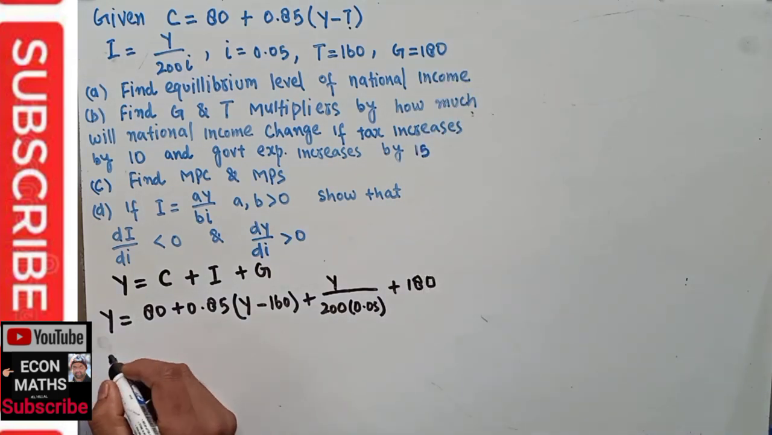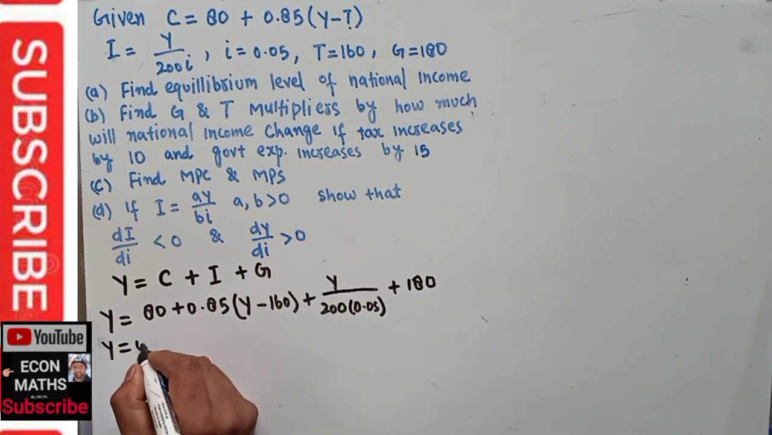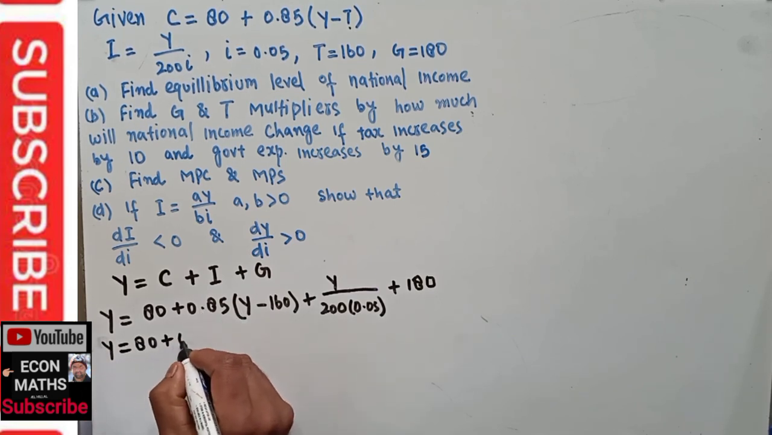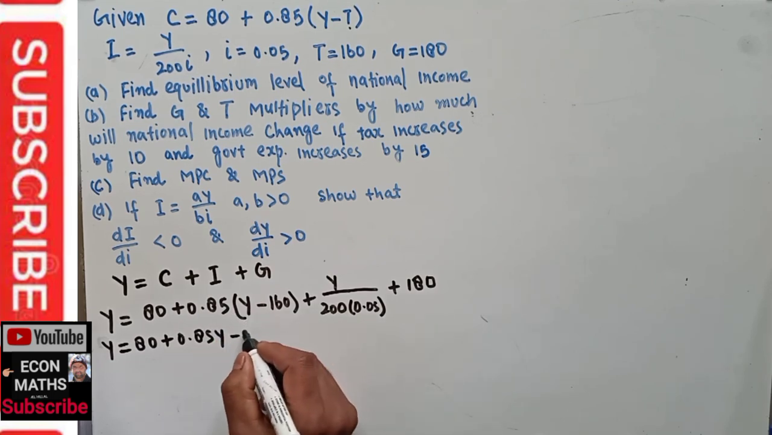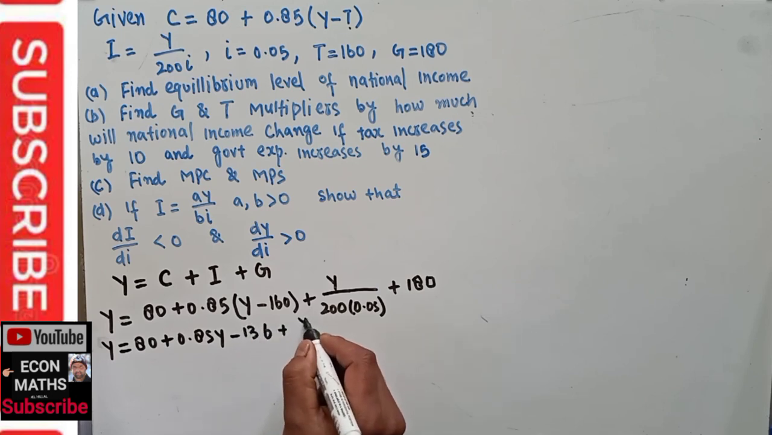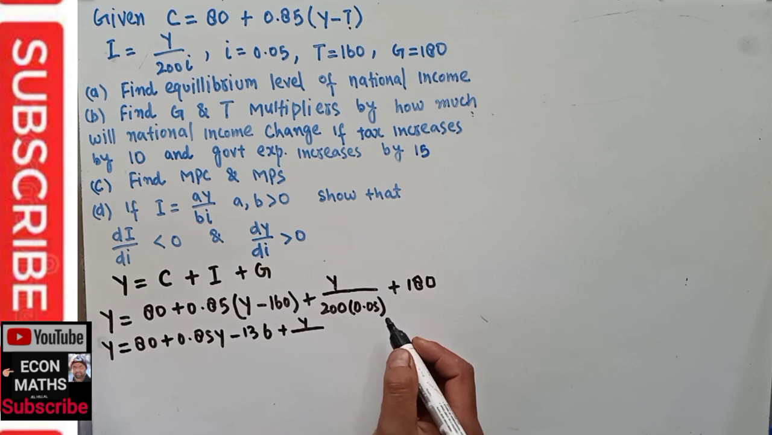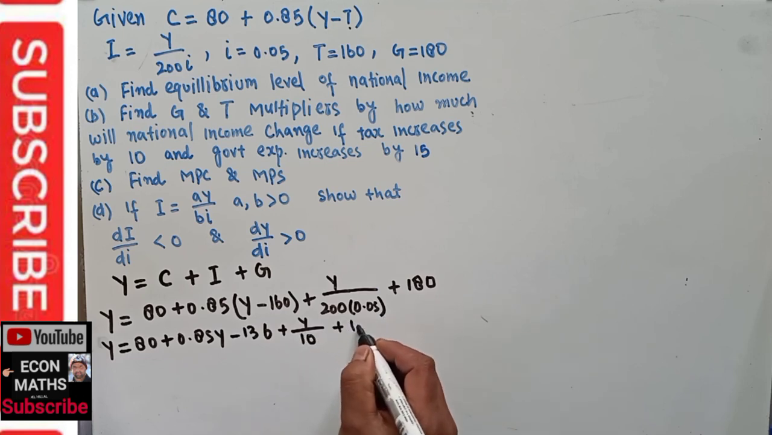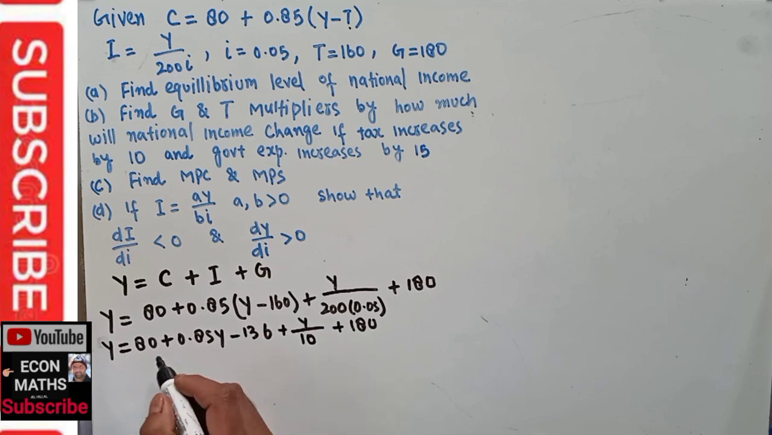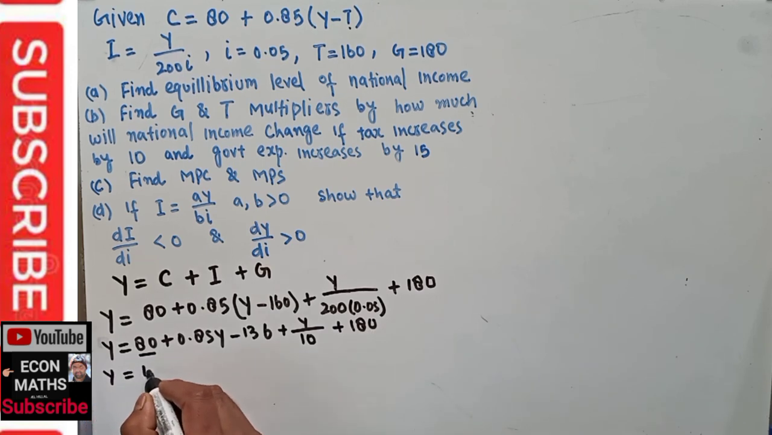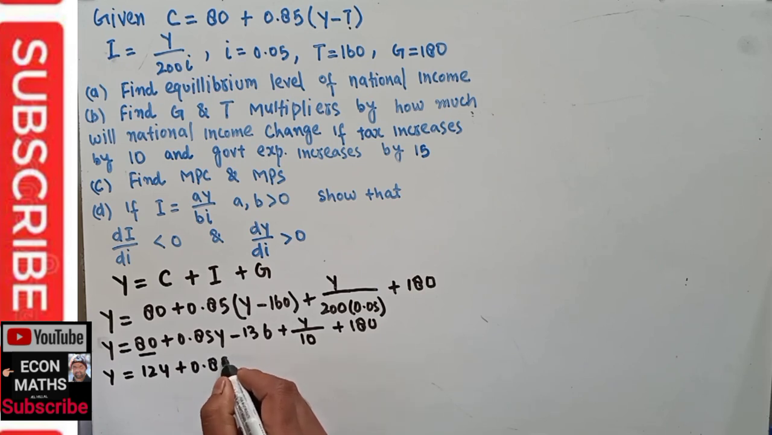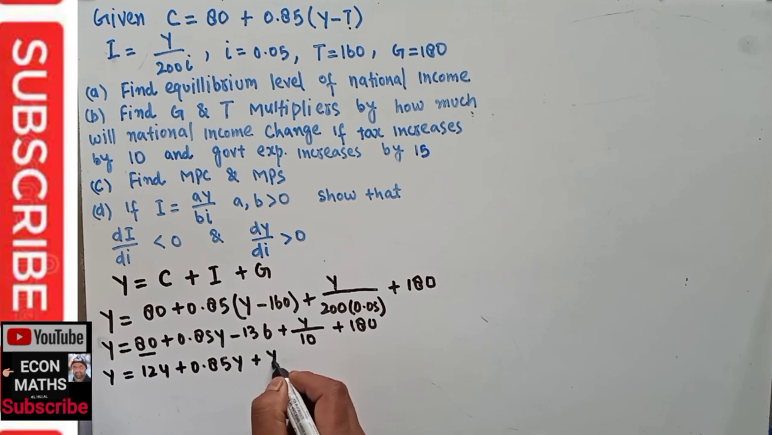Okay, so we need to solve this first. We will get Y is equal to 80 plus 0.85Y, 0.85 into 160 will come out to be minus 136, plus Y divided by 200 times 0.05, which will come out to be Y divided by 10. Then we have 180. Solving again, 80 minus 136 plus 180, when we add them up, will come out to be 124. Then we have plus 0.85Y plus Y divided by 10.